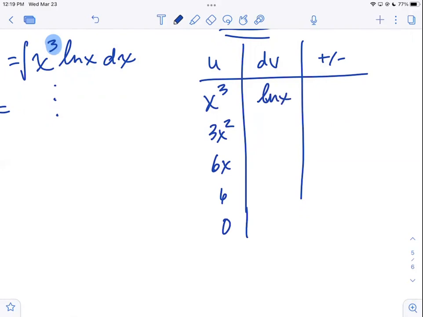And what would be the antiderivative of ln of x? We don't know it. It's x ln of x minus x, but no, we don't know it. So guess what? This is where we have to force our hand the other way. So ln of x, okay, you win. You win, ln of x, fine, boom.